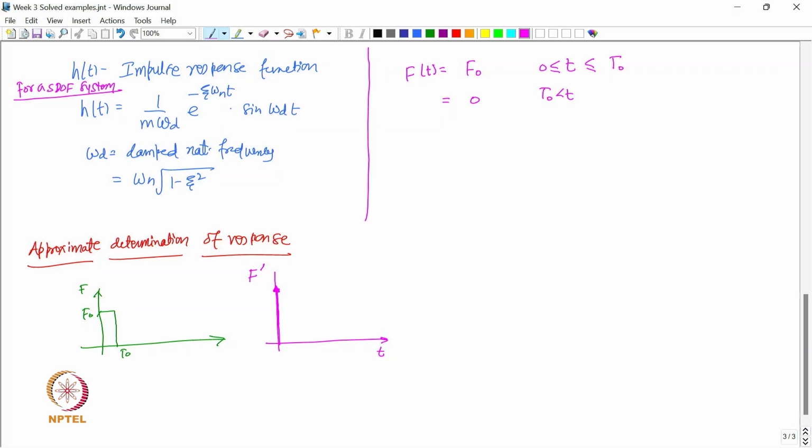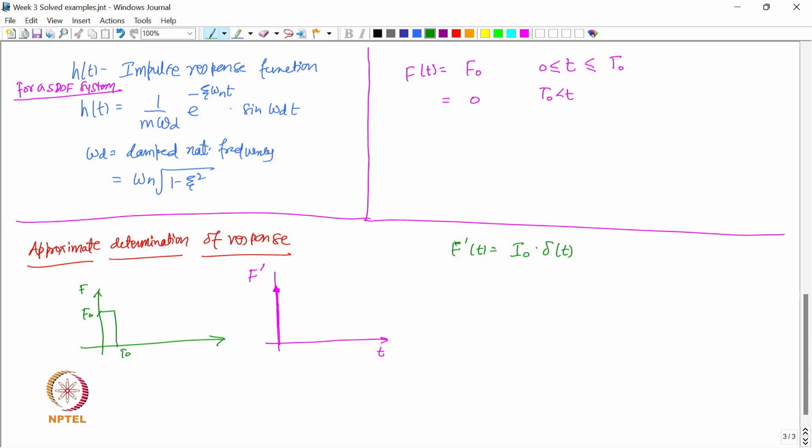And now what is this f dash? We are going to write f dash as a function of time is equal to the strength of the impulse produced by the actual force, I naught, multiplied by the Dirac delta function delta of t, right. So, what is I naught here? I naught is nothing but the strength of the impulse due to f of t.